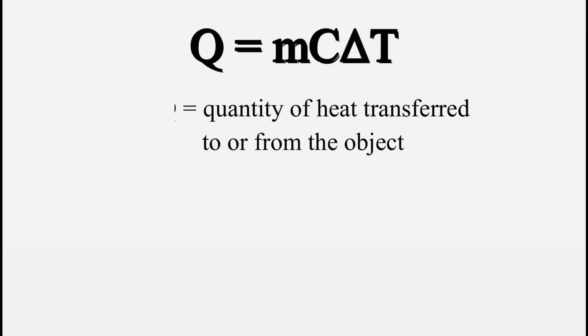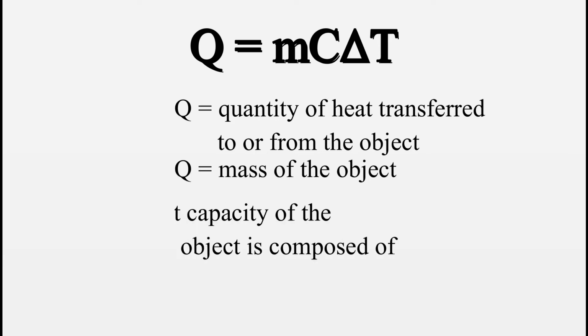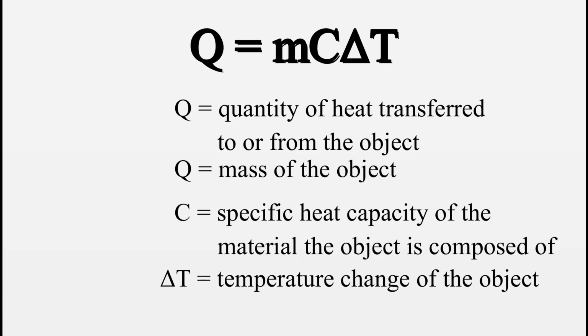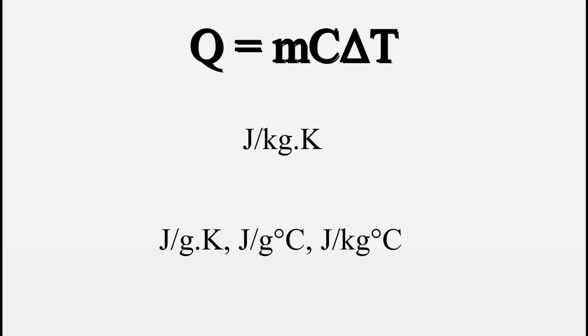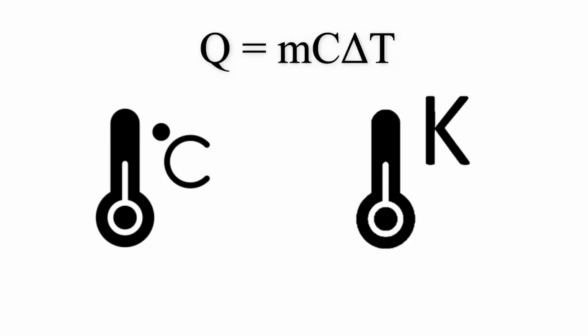Q is the quantity of heat transferred to or from the object, m is the mass of the object, c is the specific heat capacity of the material the object is composed of, and delta T is the resulting temperature change of the object. In the SI system, specific heat is measured in joule per kilogram Kelvin. Non-SI units of specific heat are joule per gram Kelvin, joule per gram degree Celsius, and joule per kilogram degree Celsius. The size of a Celsius degree and a Kelvin are exactly the same, and therefore delta T is the same whether measured in Celsius or Kelvin.